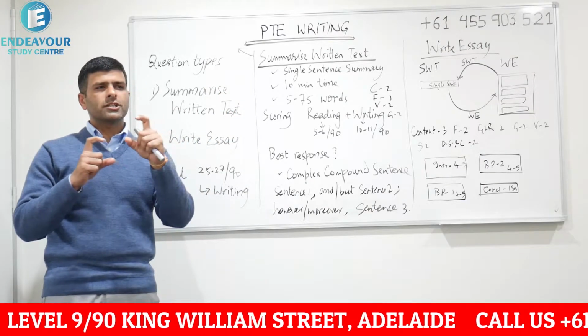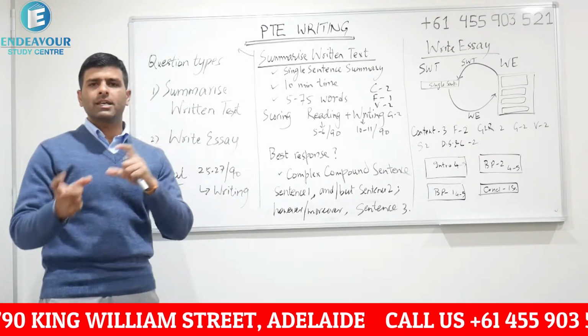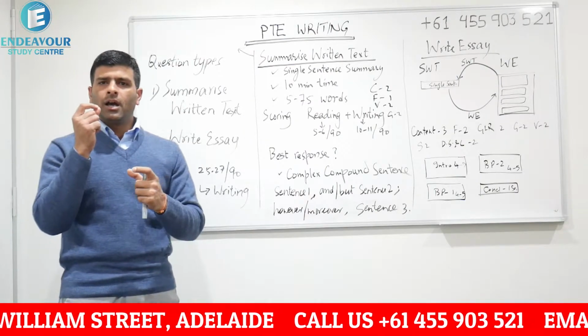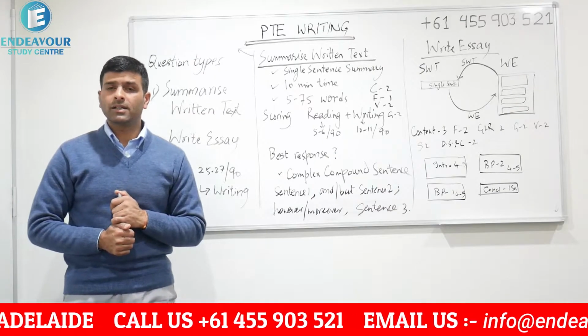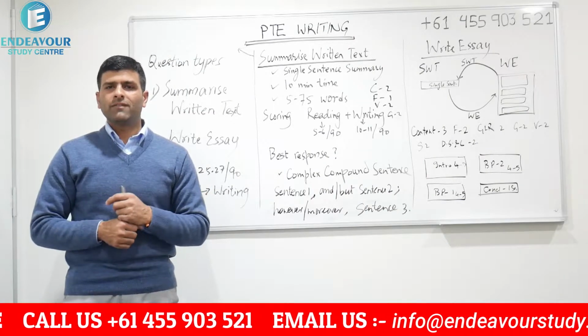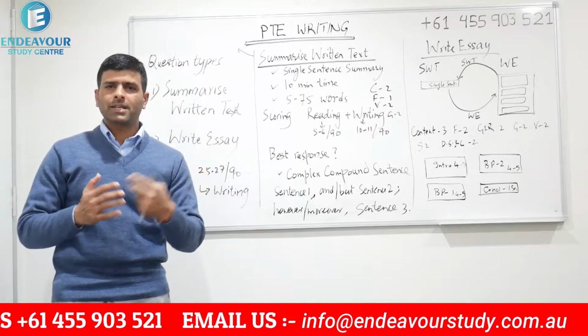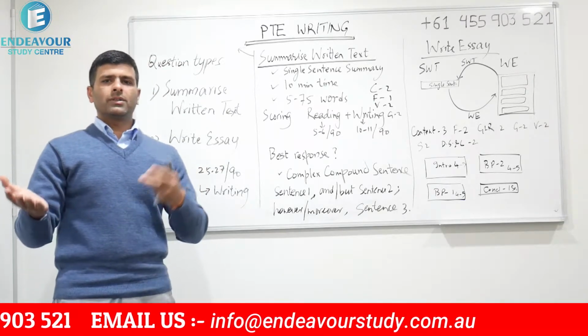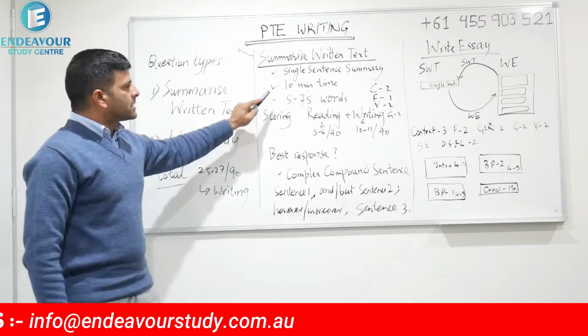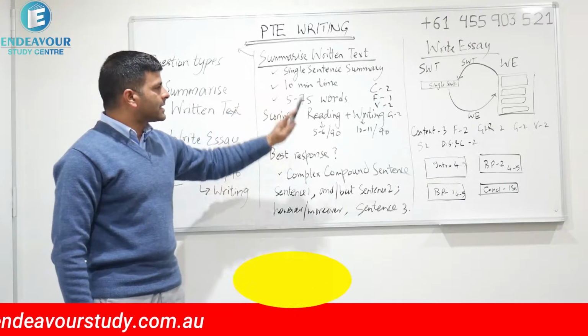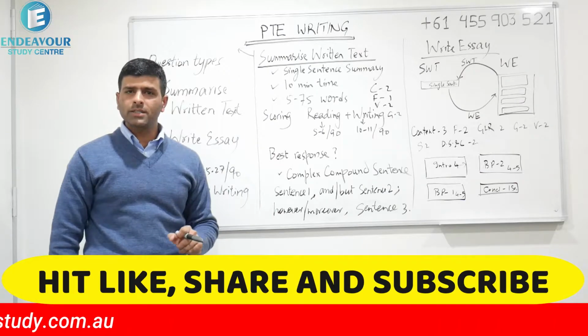The number of questions between summarize written text and write essay can change. Most times you'll get just 1 essay and 2 or 3 summarize written texts, but don't be surprised if you get just 1 summarize written text and even 2 essays. They can change that number, but the types of the questions will never change. 10 minutes, you have to write a single sentence summary between 5 to 75 words.